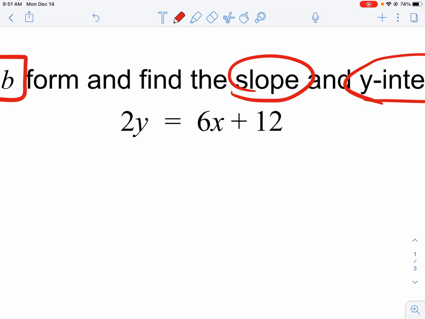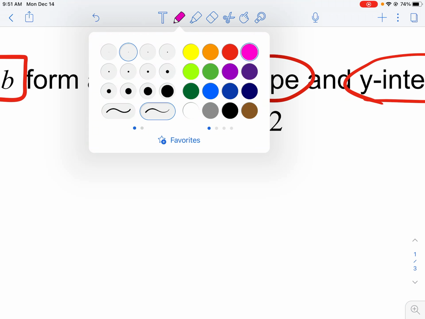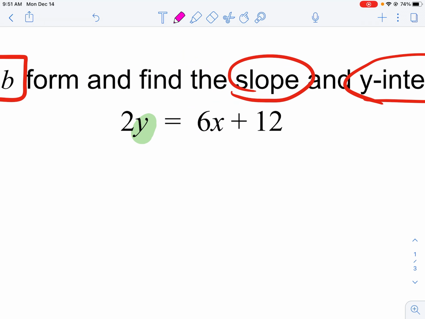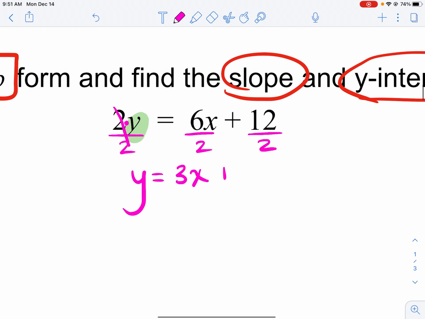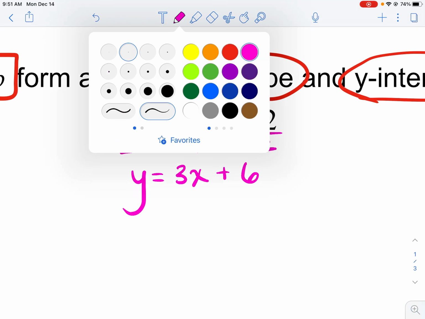The first thing we're going to do is look to see that y is not isolated. It has this 2 in front of it. So 2 and y are connected by multiplication. The opposite of multiplying is dividing, so we're going to divide every piece by 2. We're left with y equals 3x plus 6.